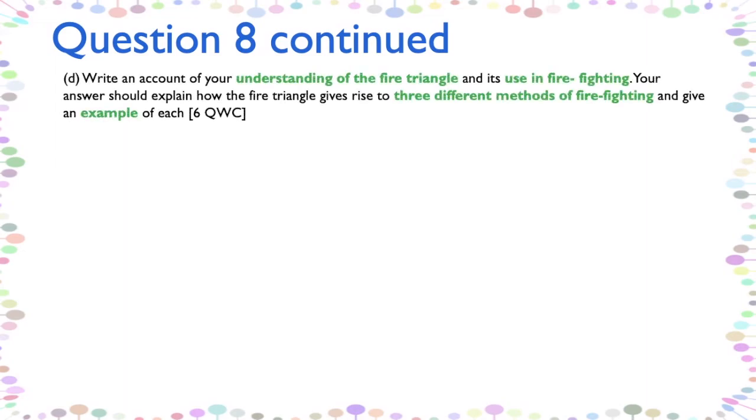And for question D, we need to write an account for your understanding of the fire triangle and its use in firefighting. The answer should explain how the fire triangle gives rise to 3 different methods of firefighting and give an example for each. As per usual for long answer questions, I like to jot down little keynotes. So if I understand the fire triangle, you need to say about the fuel, the heat and the oxygen required for a fire, or say that removing one of these will put them out.